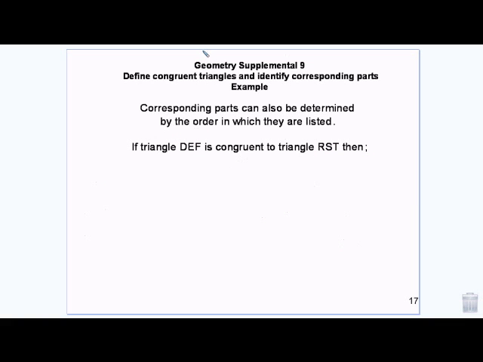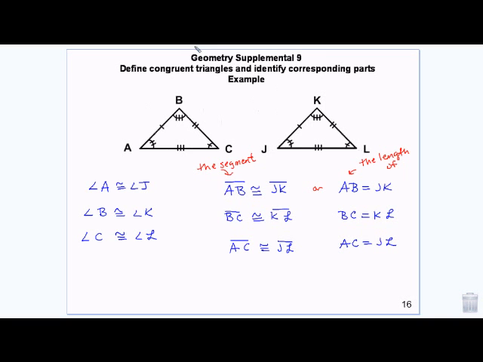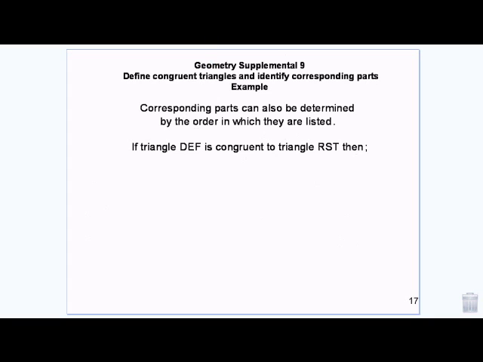We don't have to have pictures, though, to be able to determine what parts correspond. The order that you write the letters in is very important. If we come back to this side, this would be triangle ABC. Now, because I wrote them in this order, ABC, this is going to be triangle JKL. We have to write them in the same order that they were presented in.